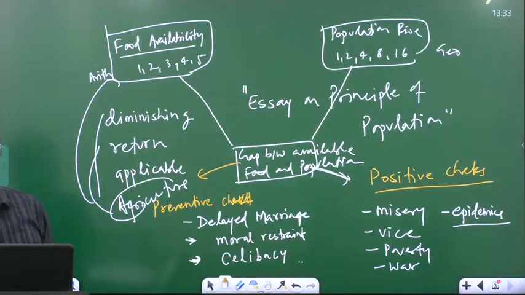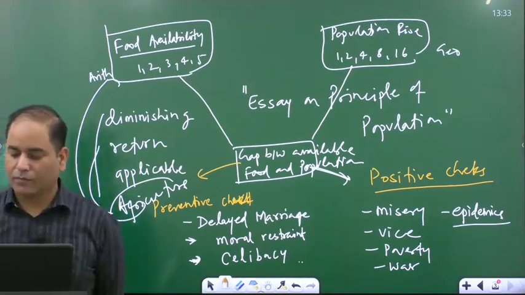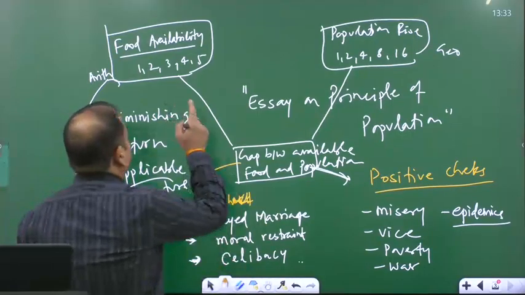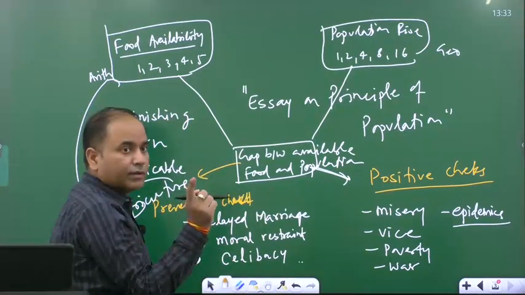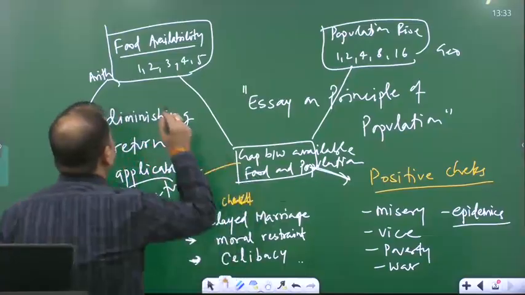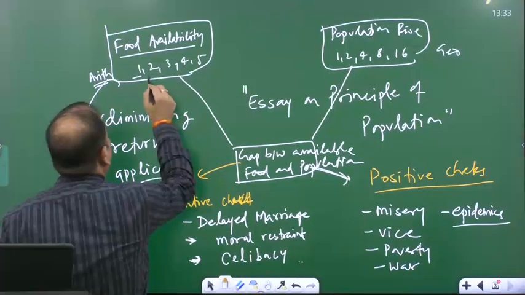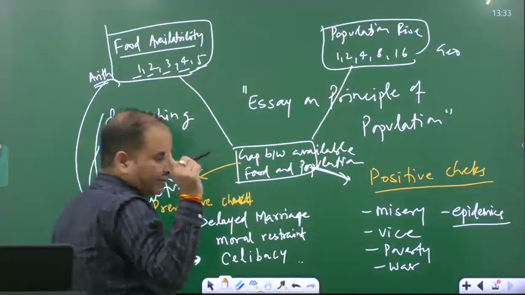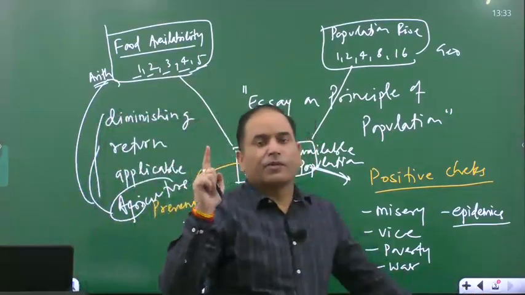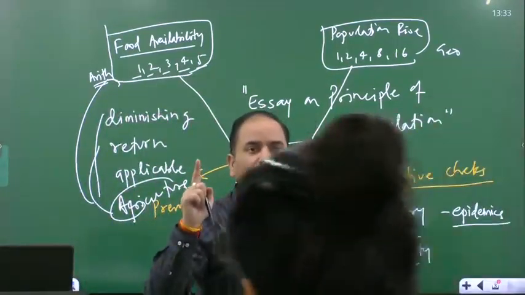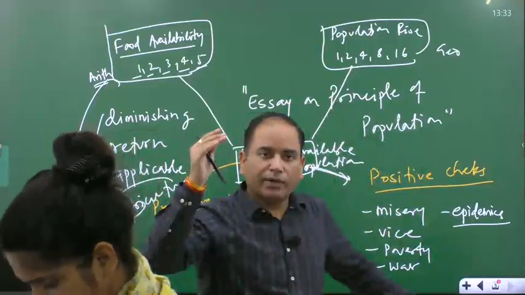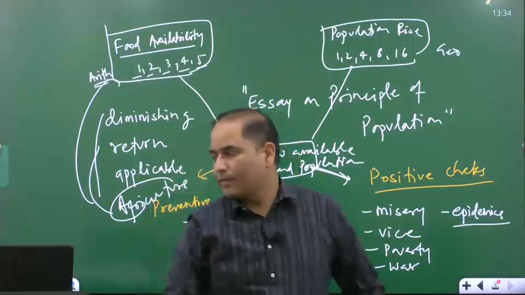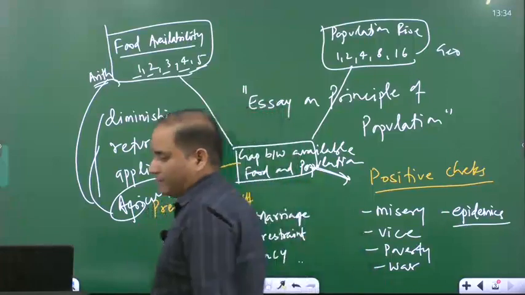Second point. So what I have dictated? Please correct it. Arithmetically, already written 1, 2, 3, 4, 5. So food availability will grow arithmetically, that is 1, 2, 3, 4, 5. Please correct it.